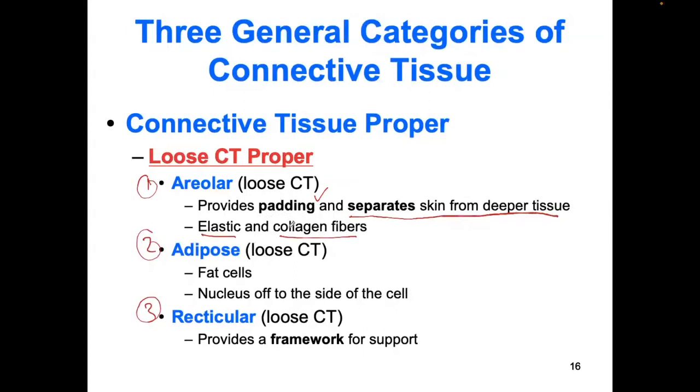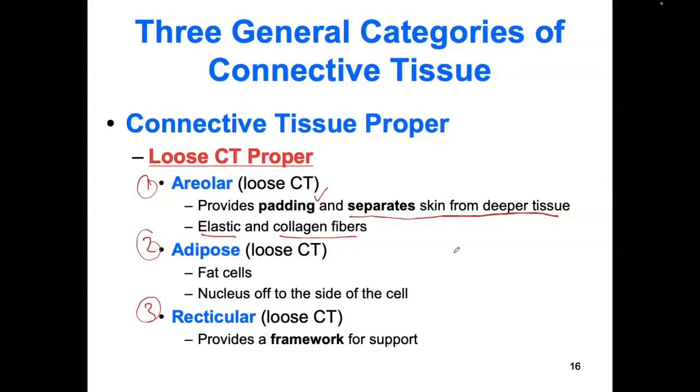These are protein fibers. Elastin, I think of a rubber band that's elastic. Collagen, I think of steel or iron rods. These are for stability and strength. These are for flexibility.